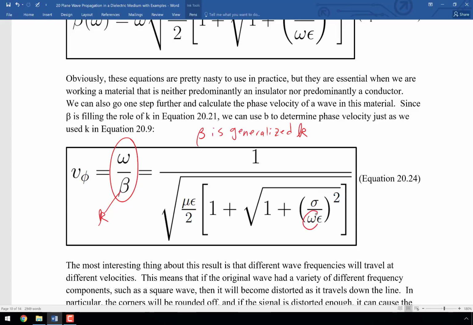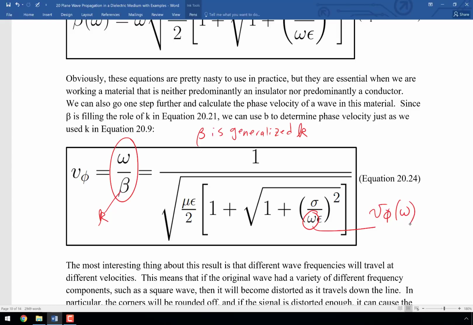Interestingly, it will depend on the frequency. So we see that this is actually v sub phi as a function of omega. And that's important because it means that different frequencies of the wave will translate at different rates. So if you have a high frequency wave, it could go at a different rate than a low frequency wave.